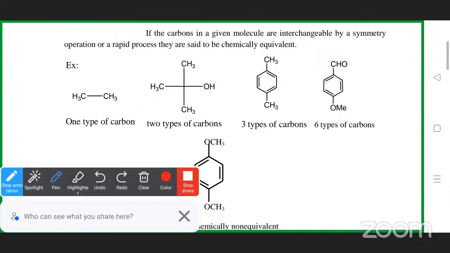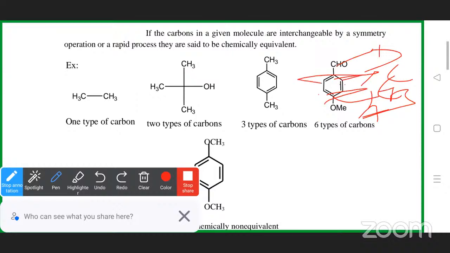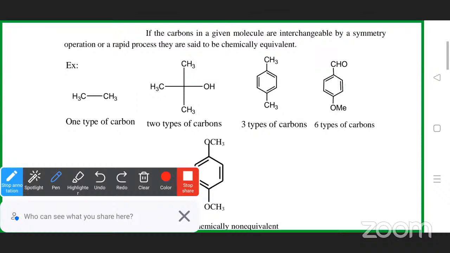And in this para-methoxybenzaldehyde, we have six types of carbons. This is A, this is B, this is C, and this is D. These two orthos are one type, E, and these two metas are the same type. So in total, six types of carbons are present in this methoxybenzaldehyde.